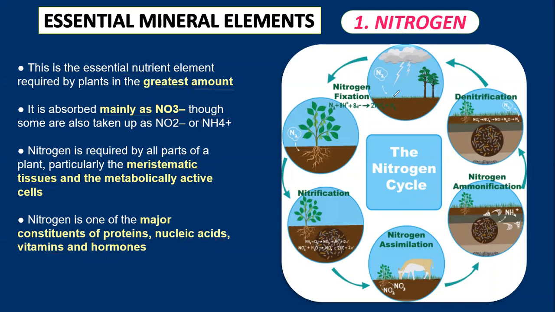So nitrogen is absorbed mainly in the form of NO3 minus ion, and it is absorbed also in the form of NO2 minus ion and NH4 plus ion as well. It is required by all meristematic tissues and metabolically active cells. It is a major constituent of protein, nucleic acid, vitamins, and hormones. Clear, everybody? I hope it's perfectly fine for everyone. Let's move on with the next one.